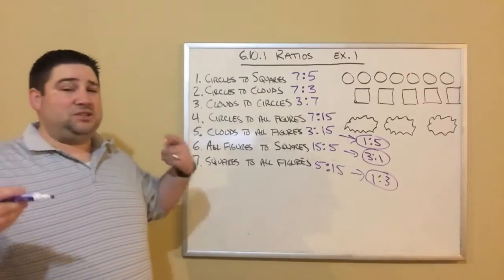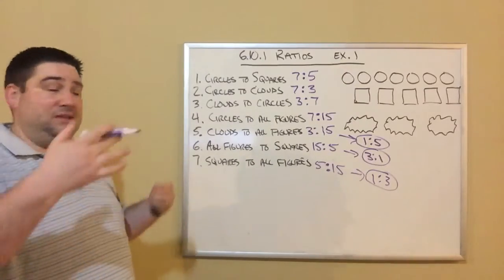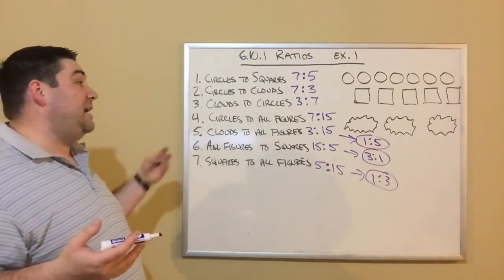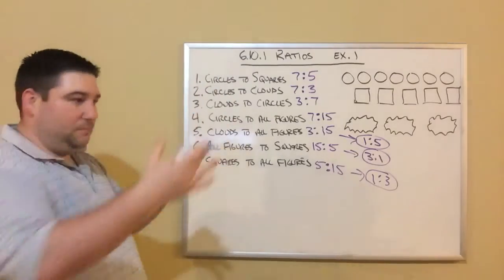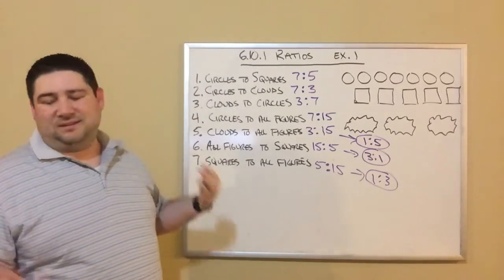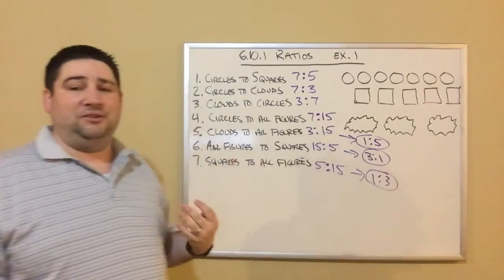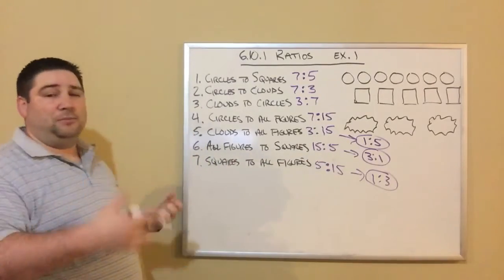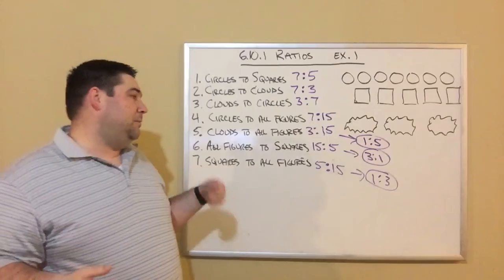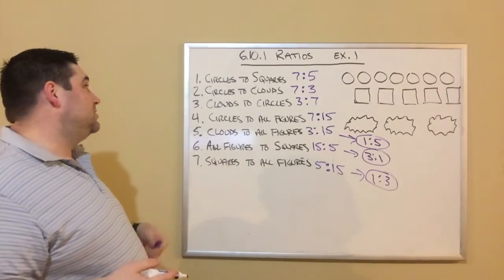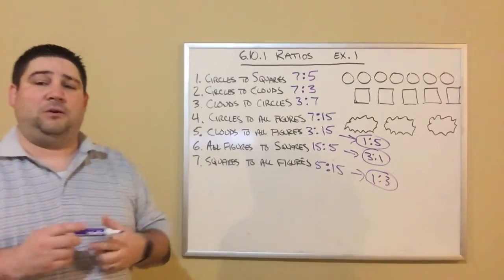So ratios is just, you count up whatever it is or whatever the question is. You figure out how many circles there are, you figure out how many squares there are, and you compare the two. I think the easiest way is to write it with a colon. That's normally how I'll do it. You could put it as a fraction or put it with the word "to" in between the numbers, but typically we write them with a colon. So this was example 1. I'll have one more video on example 2.